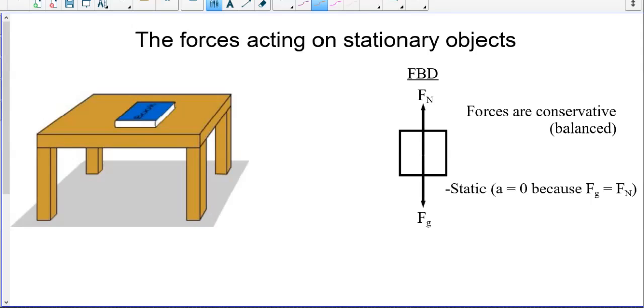When you have balanced forces, we tend to call them conservative forces. And when you have balanced forces, so the forces going up is equal to the forces going down, or the forces going to the right is equal to the forces going to the left, we call that a static state. That's because all the forces cancel each other out and there's no overall acceleration. In this scenario, there's only two forces, one going down, one going up. And since it's not accelerating, those two forces must be equal in magnitude. So if your weight was 5 newtons going down, the normal force would be 5 newtons going up. So opposite in direction, but equal in magnitude.